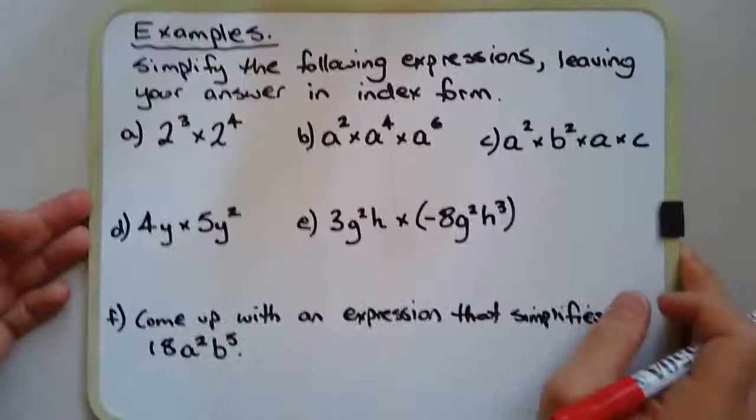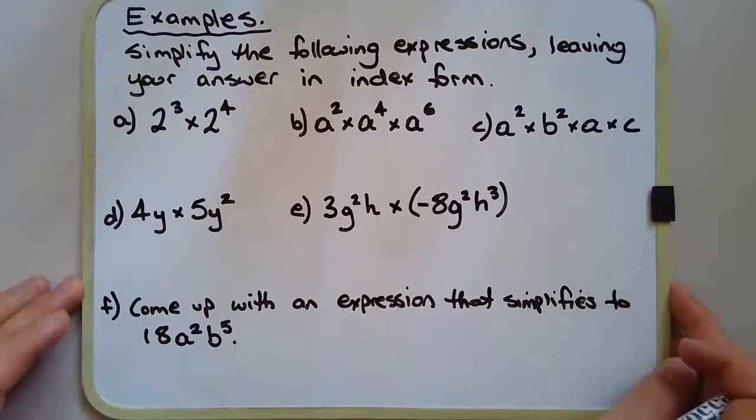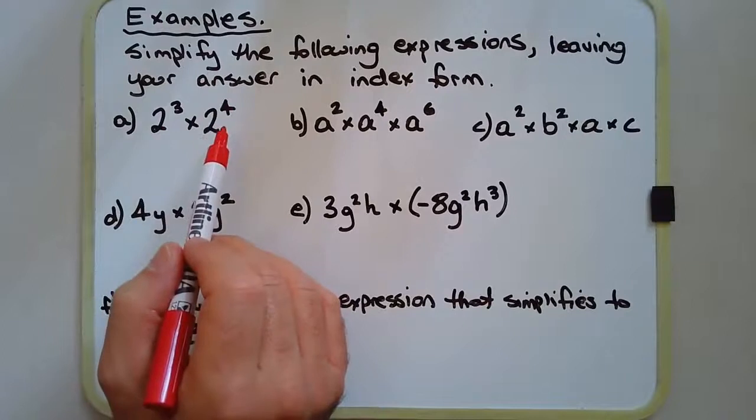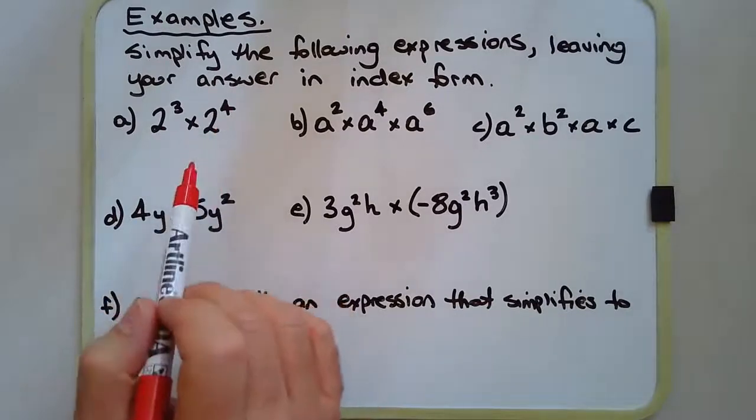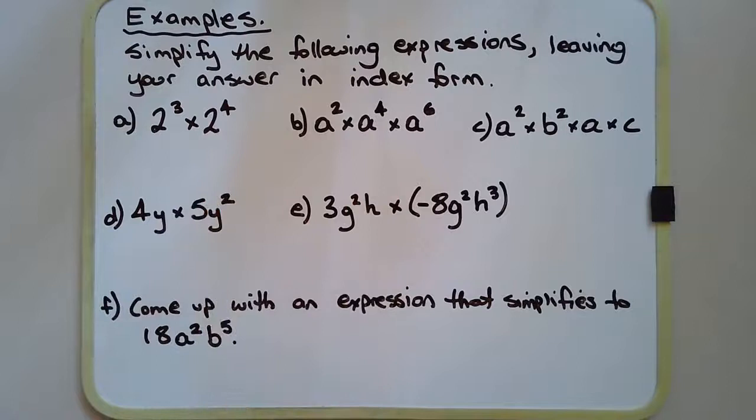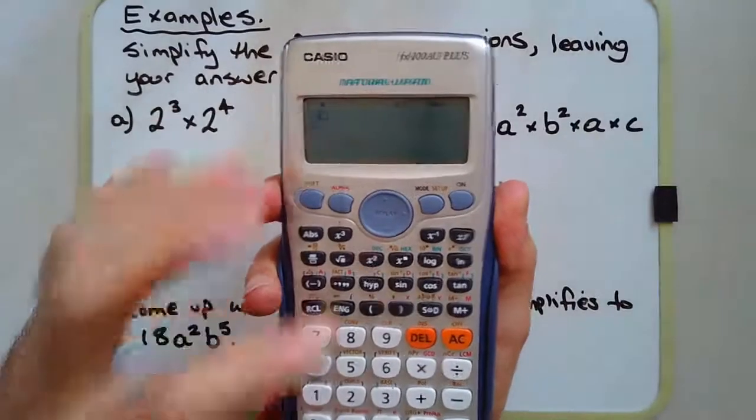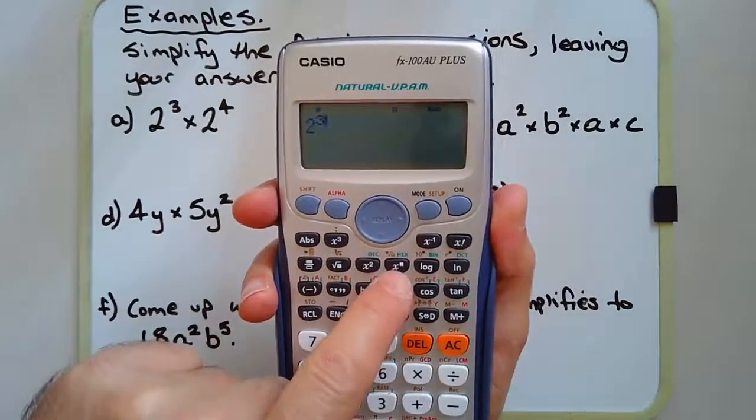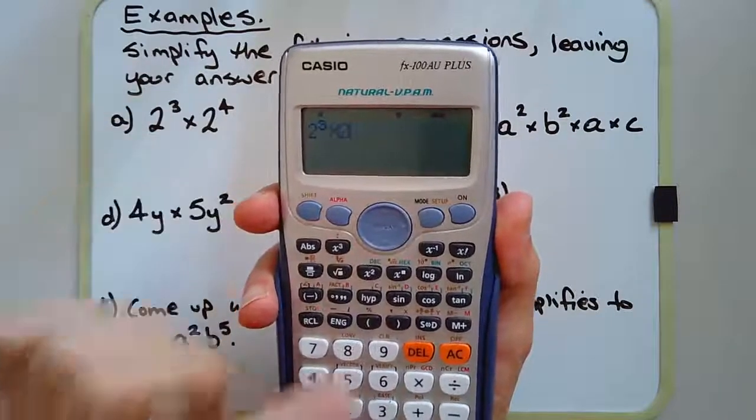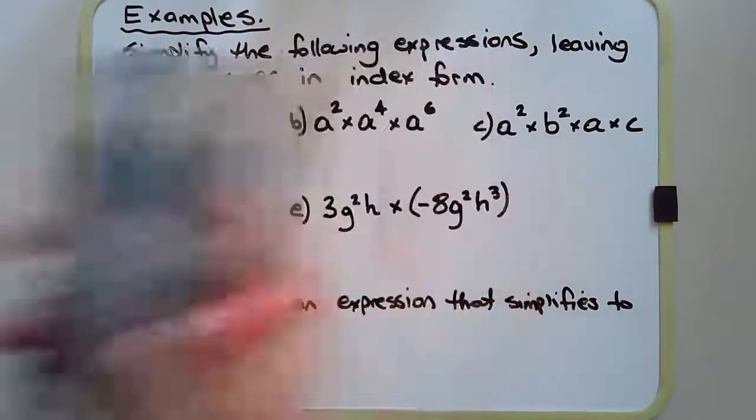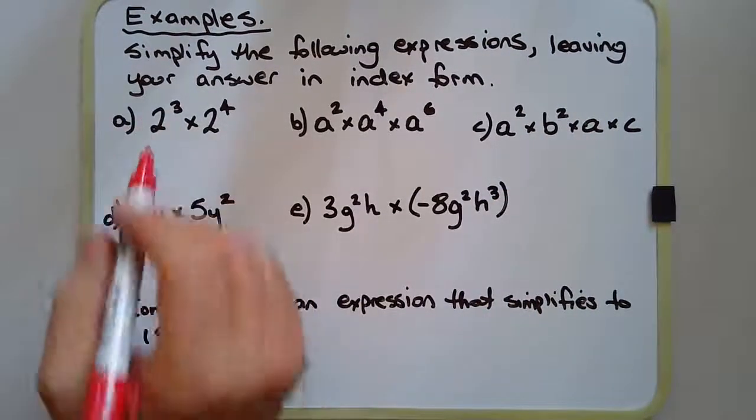Let's have a look at some other examples. Let's simplify the following expressions, leaving your answer in index form. So 2 cubed times 2 to the 4. Now, of course, you can enter it on your calculator directly and get an answer that doesn't involve indices. How would you do that? 2 to the power of 3, using the power button, times 2 to the power of 4. Press equals, and we get 128. But we're going to leave this answer in index form.